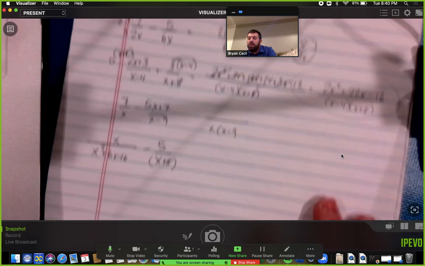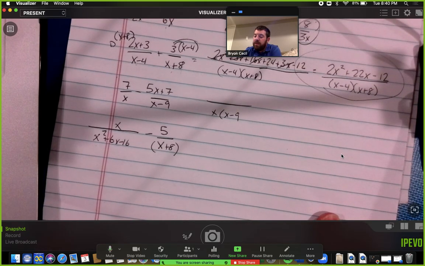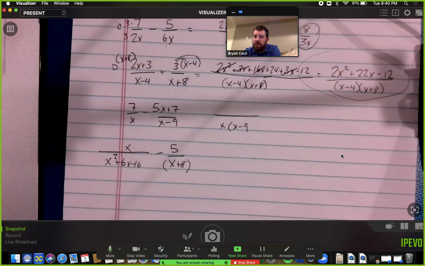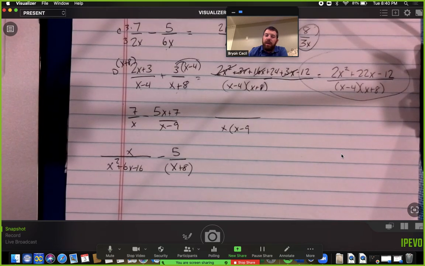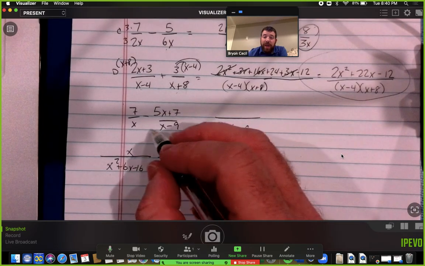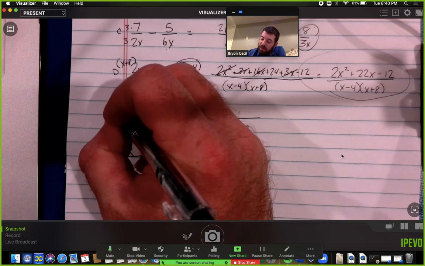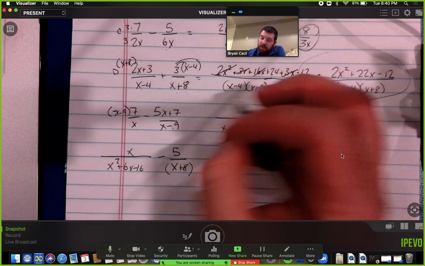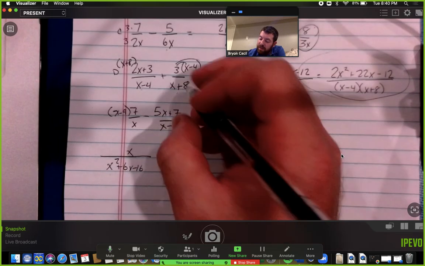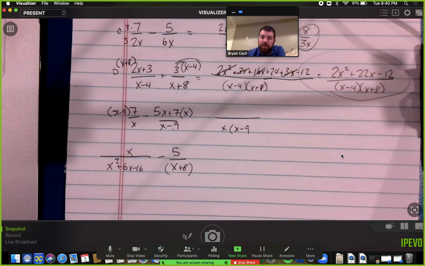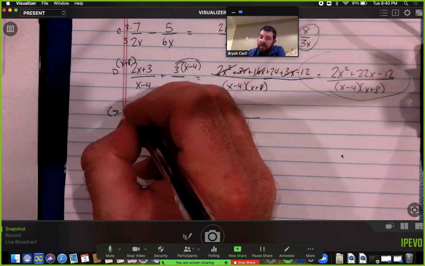Let me scoot my paper up here. Okay, so again, guys, get it to where you can see it. There you go. Multiply by what you don't have. And so the 7 doesn't have the x minus 9, so that's what it's going to get multiplied with. The 5x plus 7 doesn't have the x, so that's what it's going to get multiplied with. So I'm going to use the distributive property.